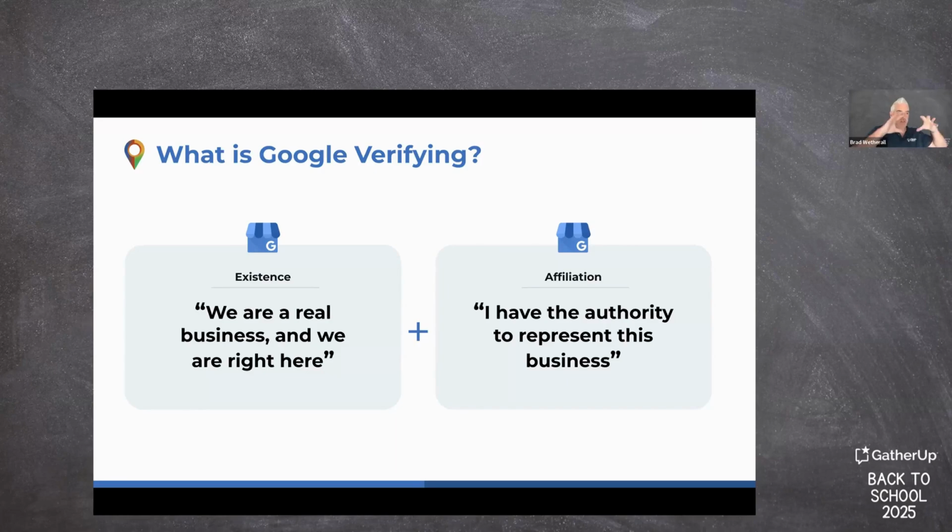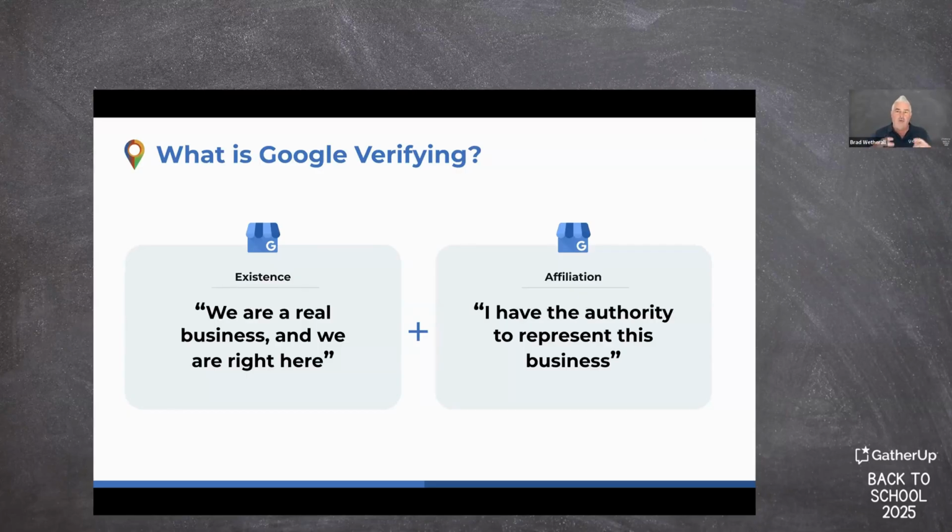Like, do you service San Diego? Are you located on the corner of First Street and Broadway, right? And so the existence of the business is the first thing that Google is trying to verify. The second thing they're trying to verify is your affiliation with that business. It's really easy to prove that there's a McDonald's sitting on the corner of A Street and B Street. But what authority do I have to manage that business? That's what the affiliation is looking to prove.